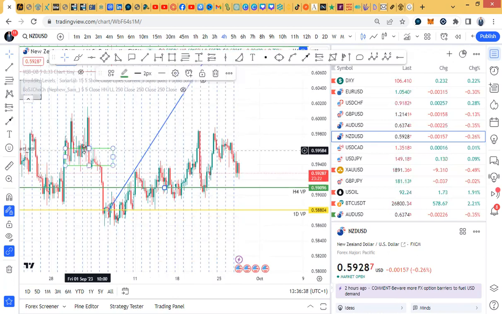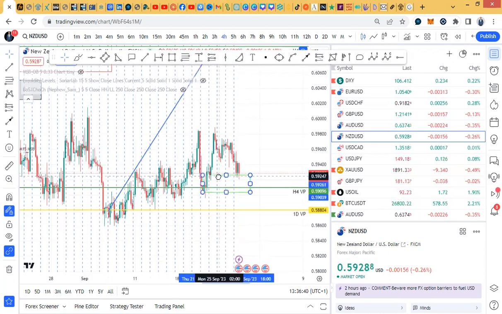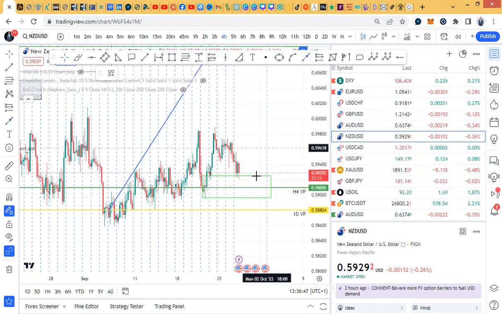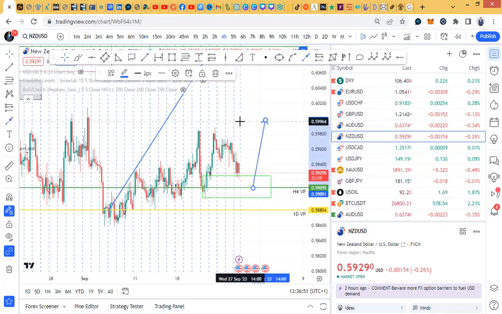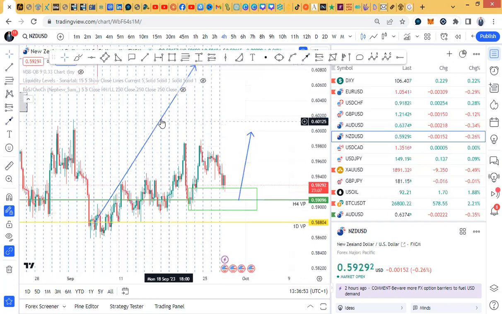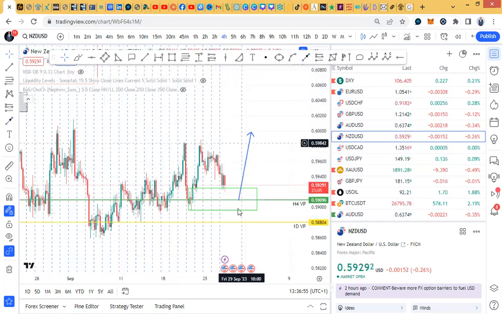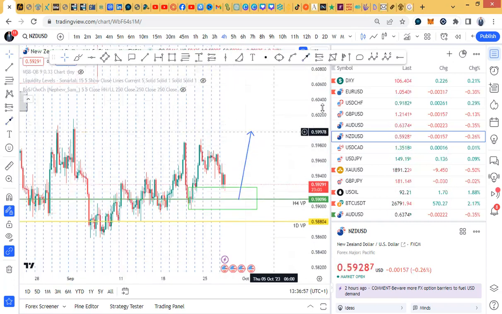So from what I can see, I expect buyers coming to this market at this point. There is a support level here. So from here, I expect buyers to come in to start buying the market. So that's what I see.